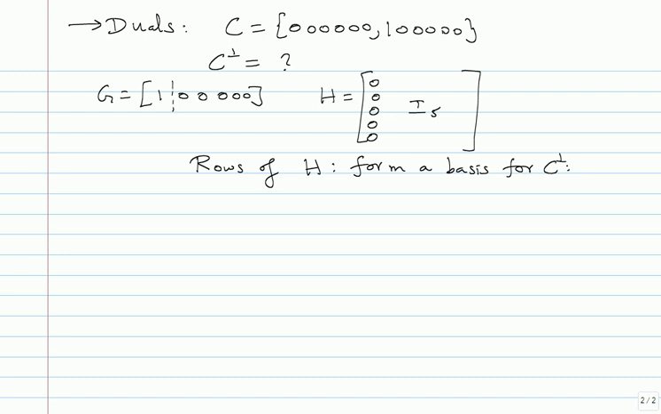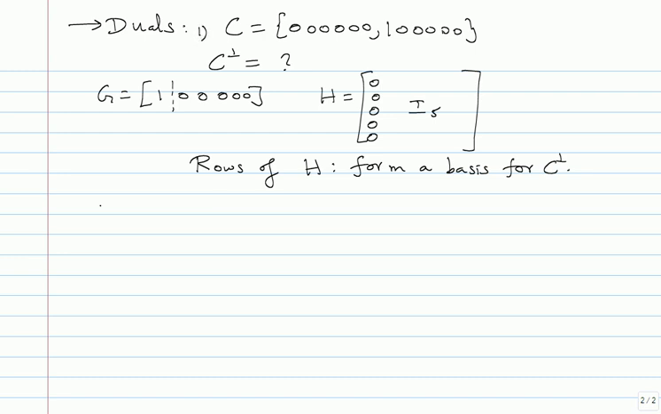Just that we have a formula for it in the I, P, and then P transpose, I form. So this is the mechanical method. You just reduce G to the systematic form and then use the formula to go from G to H, and the rows of H will generate the dual, which is C perp. Very simple. So let's look at the other example.